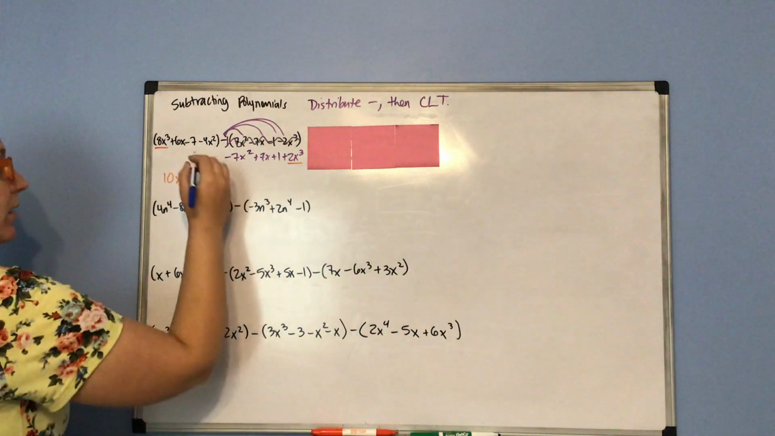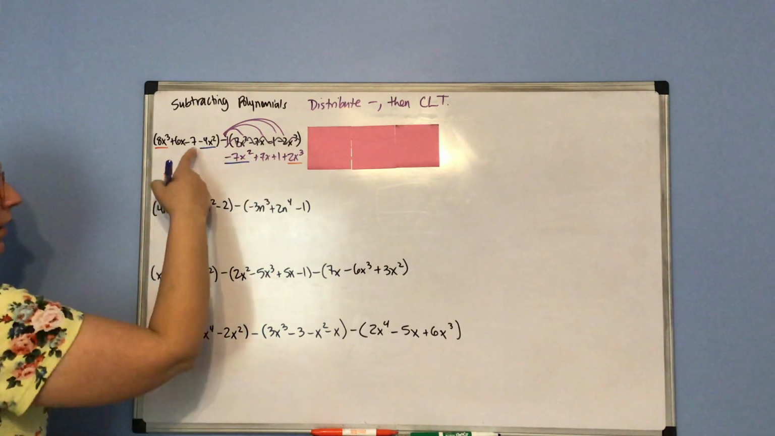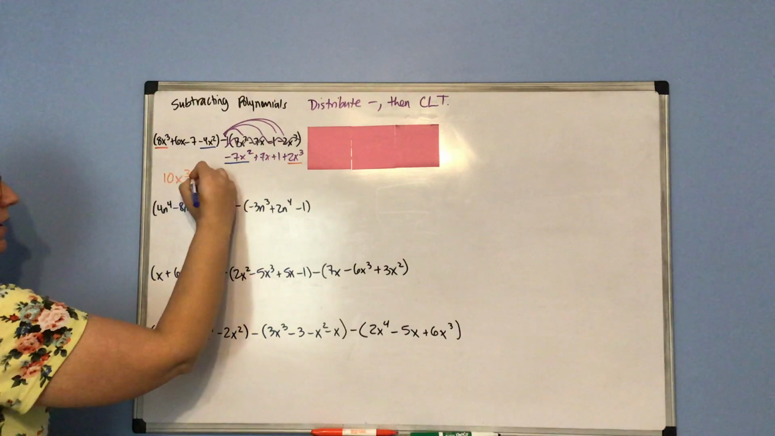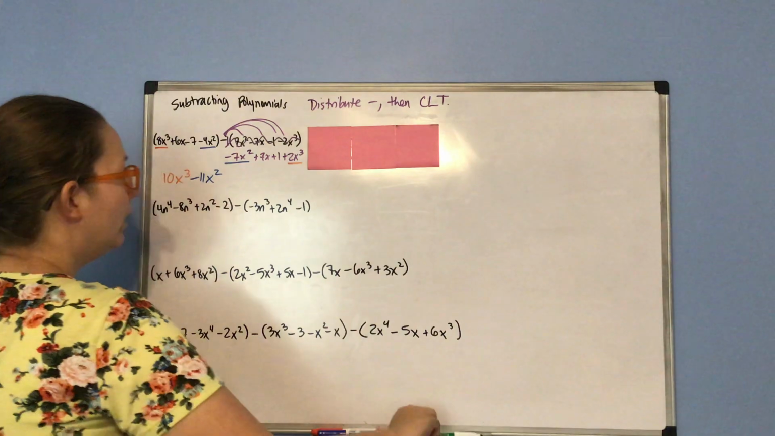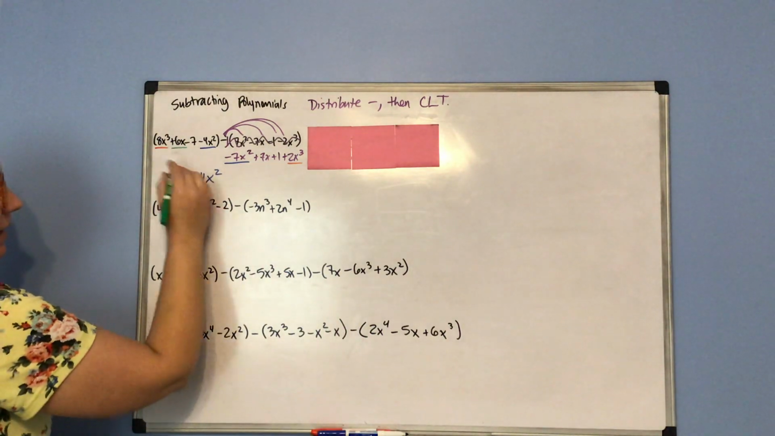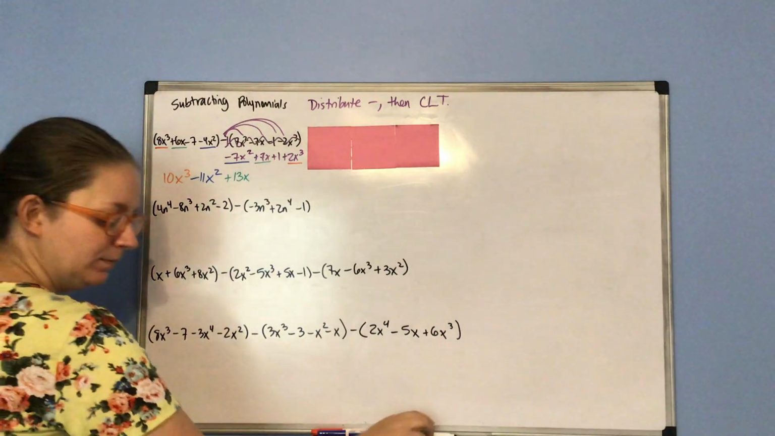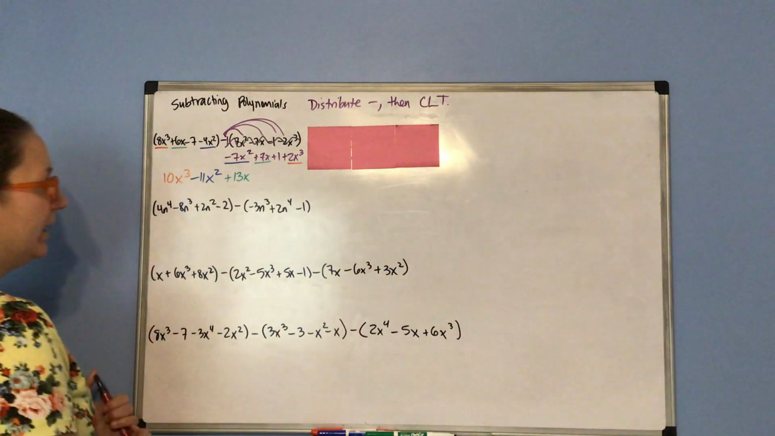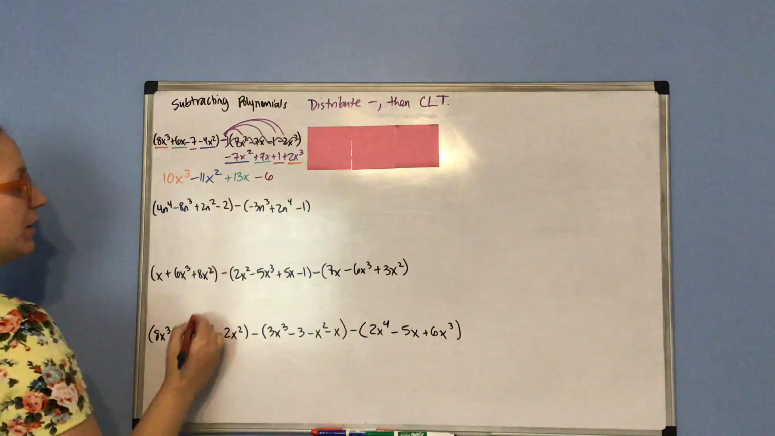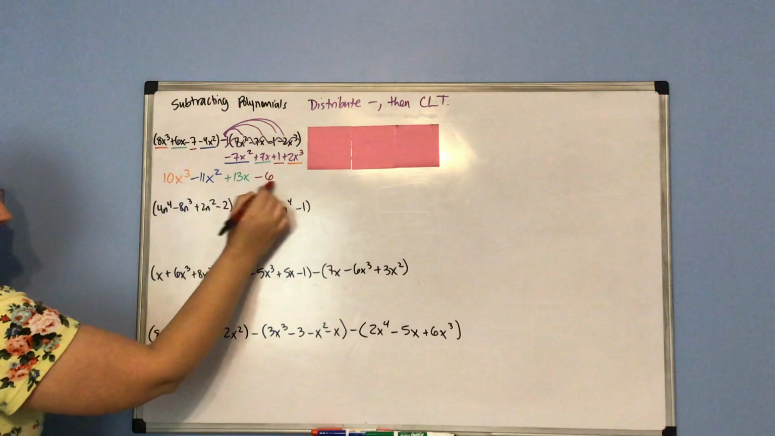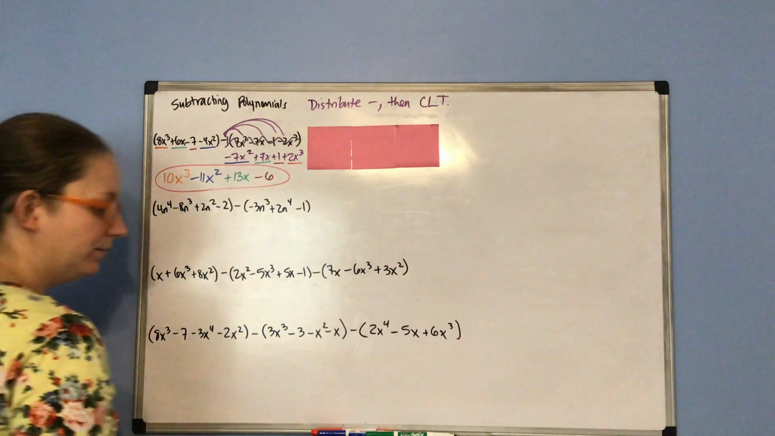Next exponent would be squareds. Negative 4x squared, negative 7x squared. Negative 4 minus 7 gives me negative 11x squared. Regular x's, 6x plus 7x gives us 13x. And then last but not least, negative 7 plus 1 is negative 6. Double check your answer here. We don't have any like terms, so we are finished.